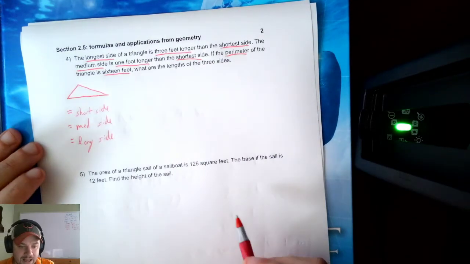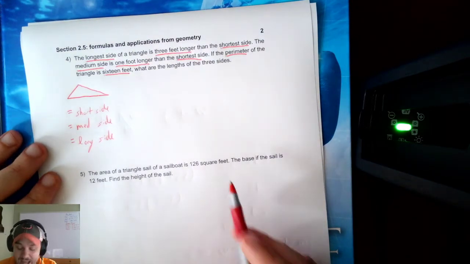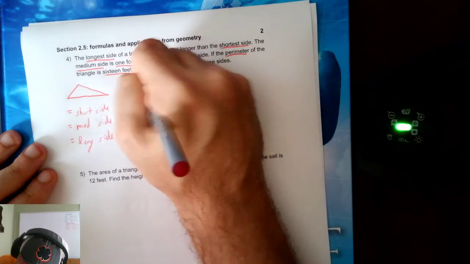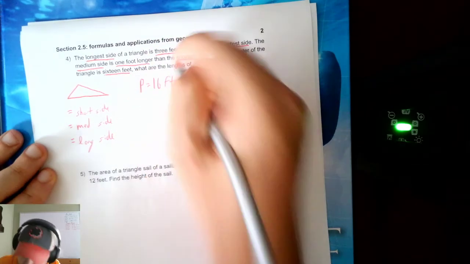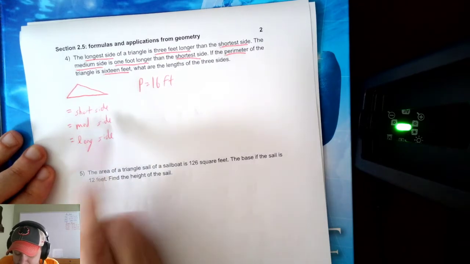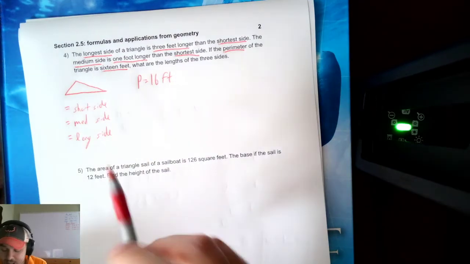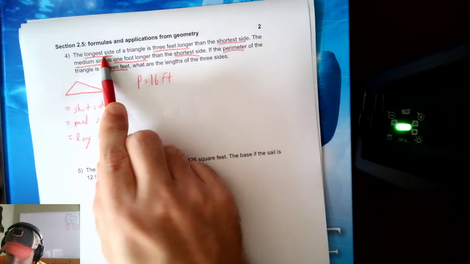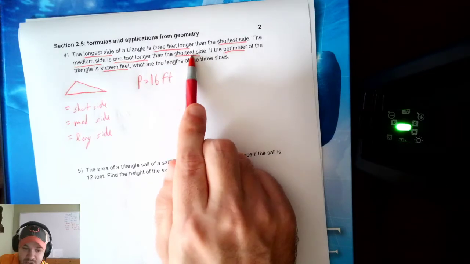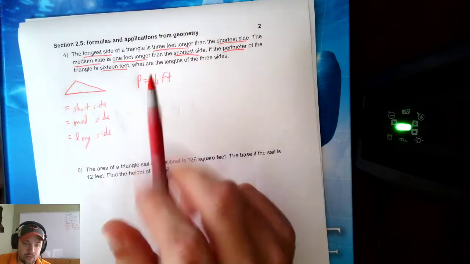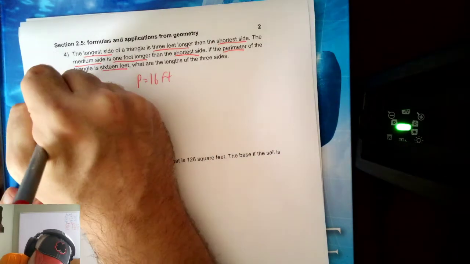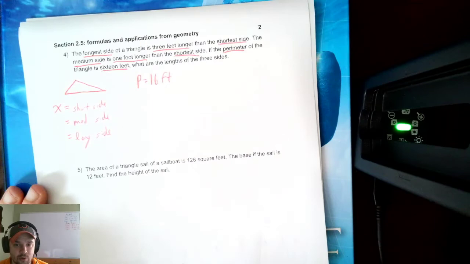Let's see what we can apply here with variables. We have some unknowns, and we have one known, right? We know perimeter is 16 feet. So perimeter, you always add up the sides to get the perimeter. So I need to come up with variables for these sides. And I noticed that the longest side is referencing the shortest side, and the medium side is also referencing the shortest side. Remember, whenever you have three unknowns, you should always choose the one that's referenced twice as your variable. So I'm going to choose that to be my x, the short side.